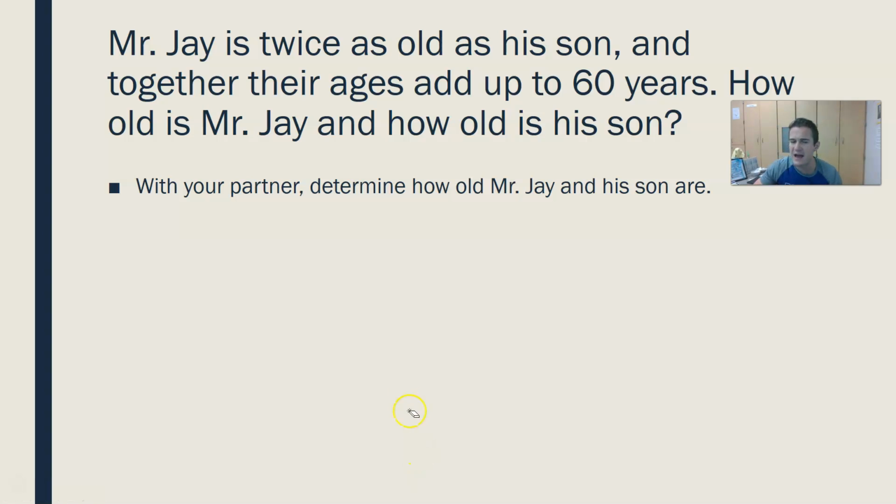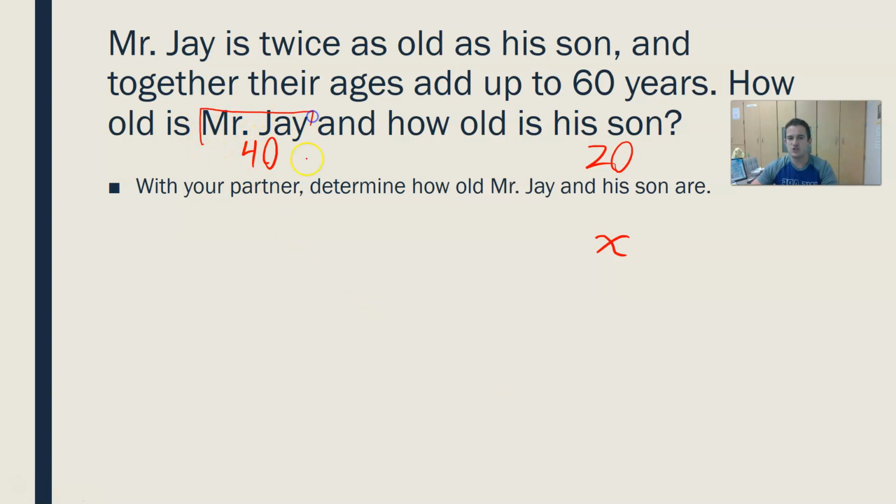So right off the bat, lots of people, usually when I give this problem, are like, oh, well, Mr. J is 40 and his son is 20, because Mr. J has to be double the age of his son, and they have to add up to a total of 60 years. That's correct. So, before I knew that Mr. J's son was 20 years old, I can use a variable, I'll use x here, to represent the son's age. I don't know how old he is yet, so I'm going to represent it with x.